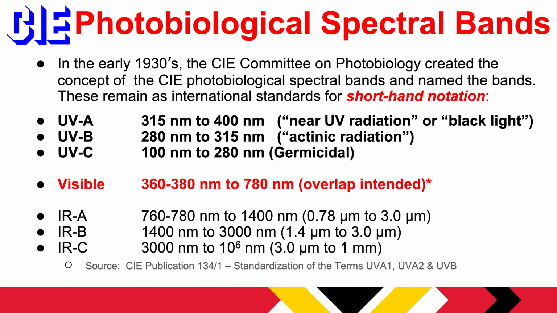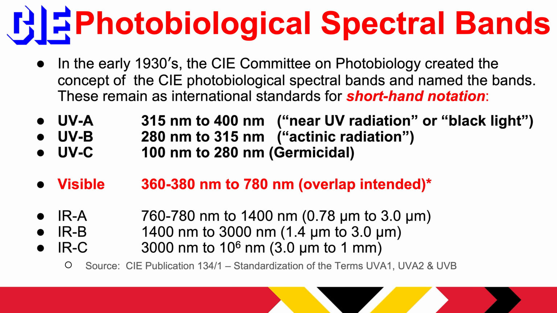Now, you're probably going to ask, what's the CIE? That's the International Commission on Illumination, Commission Internationale d'Éclairage in French, which is where we get CIE. And back in the 1930s, the CIE Committee on Photobiology created the concept of these photobiological spectral bands and named the bands UVA and UVB and UVC. And these have remained as international standards without a change over nearly a century.